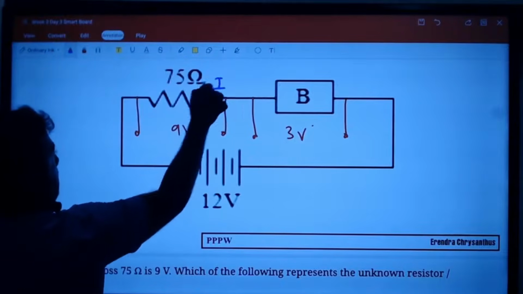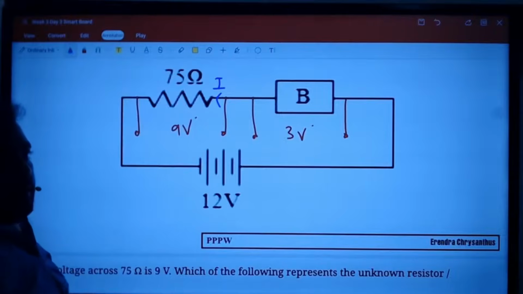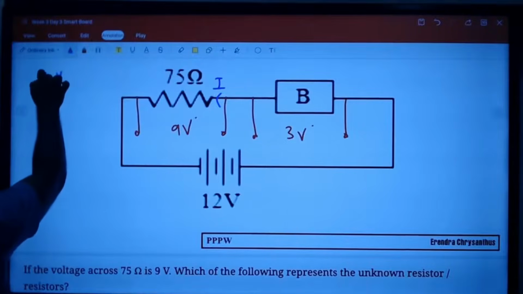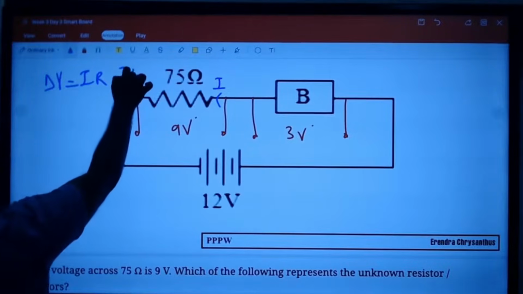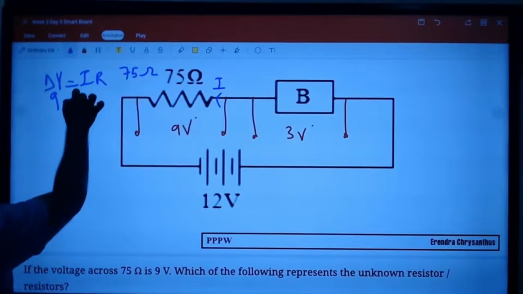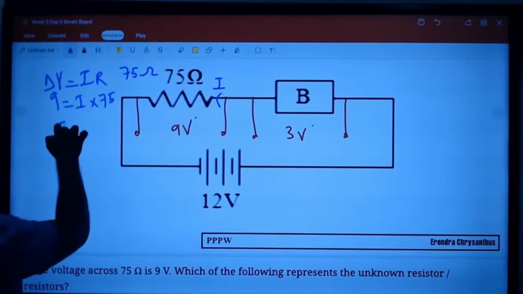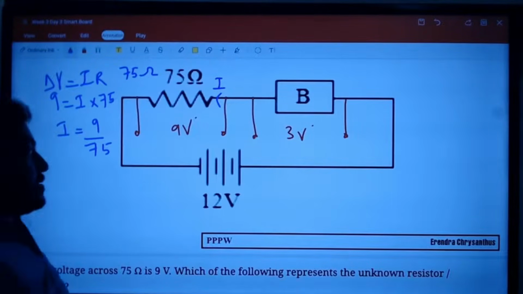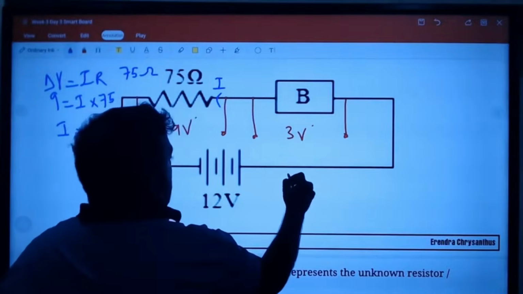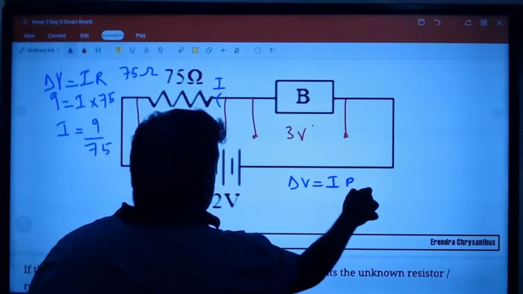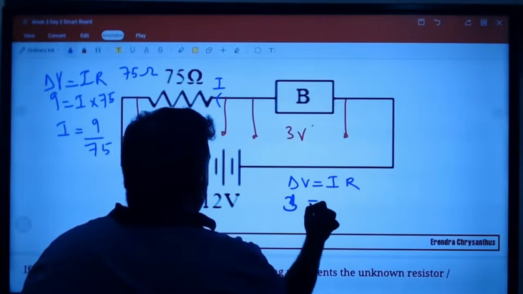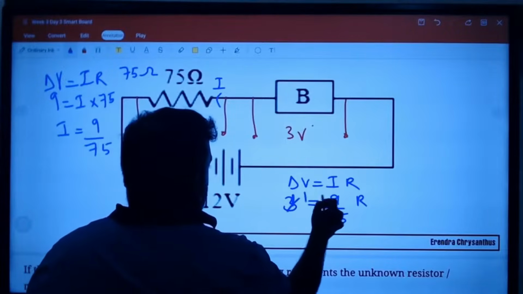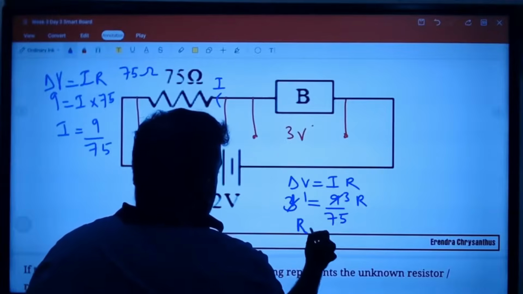Current in the circuit is I. So here I can apply V is equal to IR. Applying delta V is equal to I times R, for the 75 ohm resistor, 9 volt is I times 75. I is equal to 9 over 75. So the same current will go through this. Applying delta V is equal to I times R again, voltage is 3 volts, current is 9 over 75. Resistance is 3 times 75 over 9, so R is equal to 25 ohm.